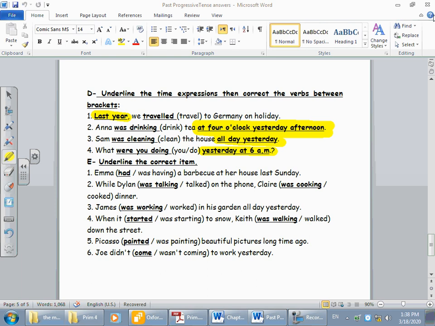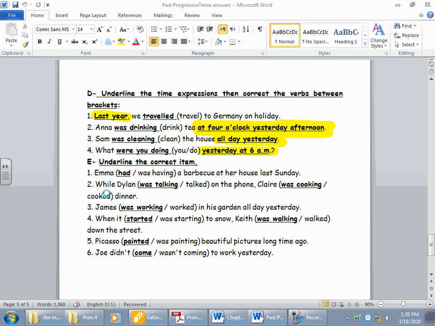And the last question, E, underline the correct item. Emma had or was having a barbecue at her house last Sunday. This is past simple tense, so it should be had.